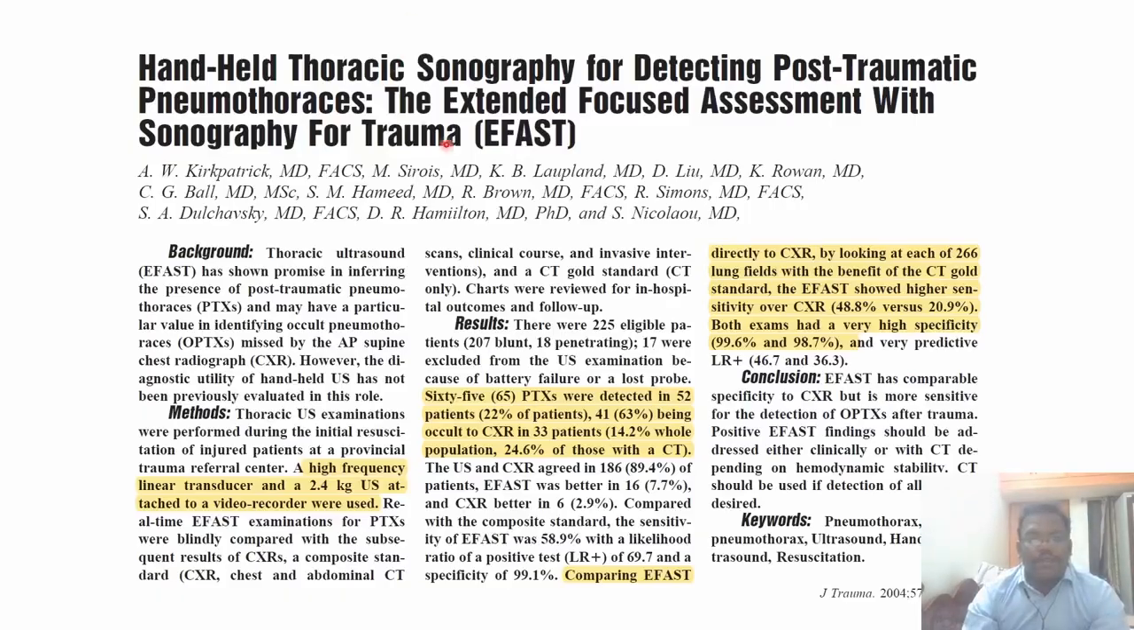This is the original EFAST article that was published by Dr. Kirkpatrick in 2004. You can see he did the lung ultrasound examination with the help of a high-frequency linear transducer, and he compared the results of EFAST exams with the chest X-ray. His results showed that EFAST has higher sensitivity than chest X-ray in detecting pneumothorax, and it has high specificity too.